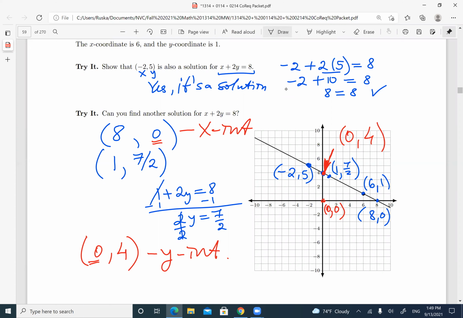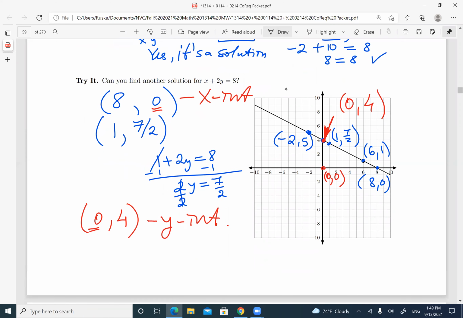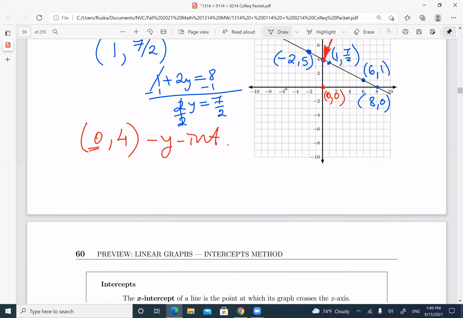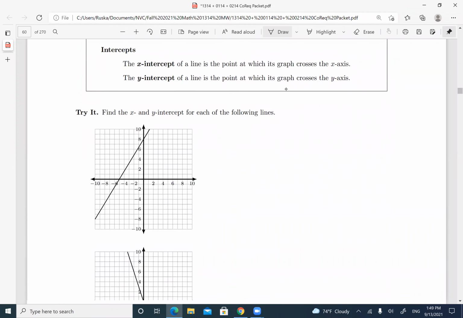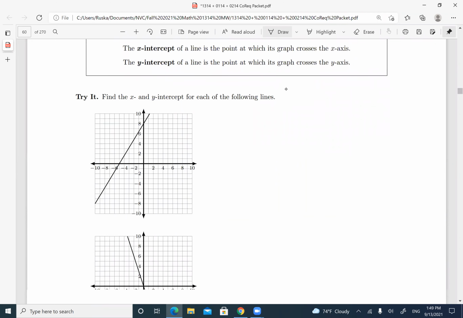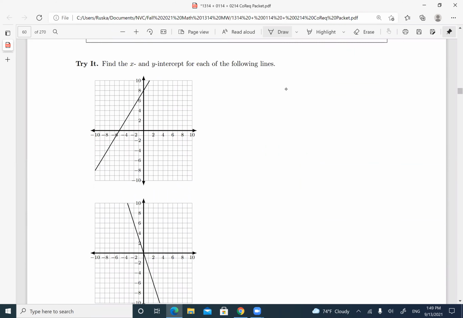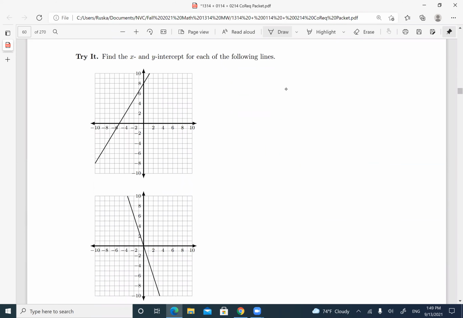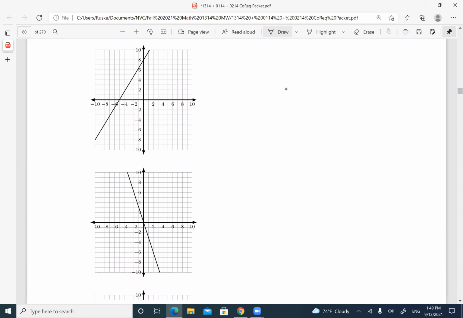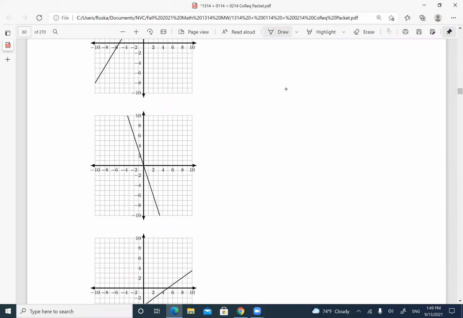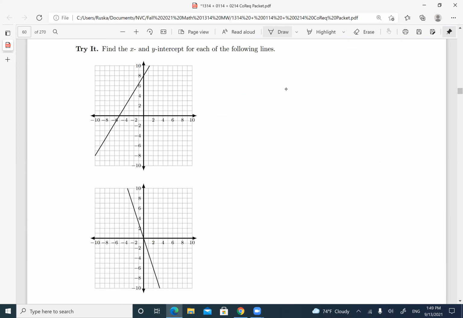Okay, so now we're talking about the x-intercept and y-intercept. What is the definition? And we're going to graph a straight line using the x-intercept and the y-intercept. Here they give us straight lines, and we have to find the x-intercept and the y-intercept. The problem doesn't have a number, it says just try it. Let's look at this one. What is the x-intercept?